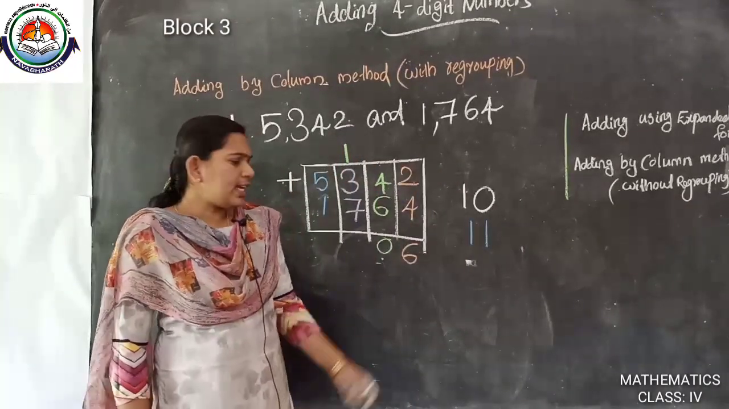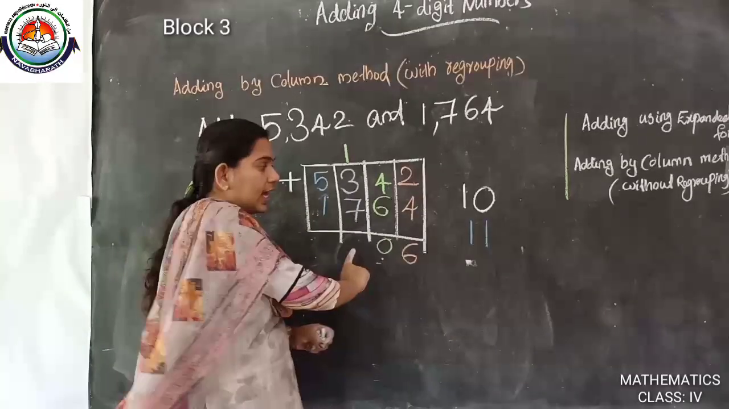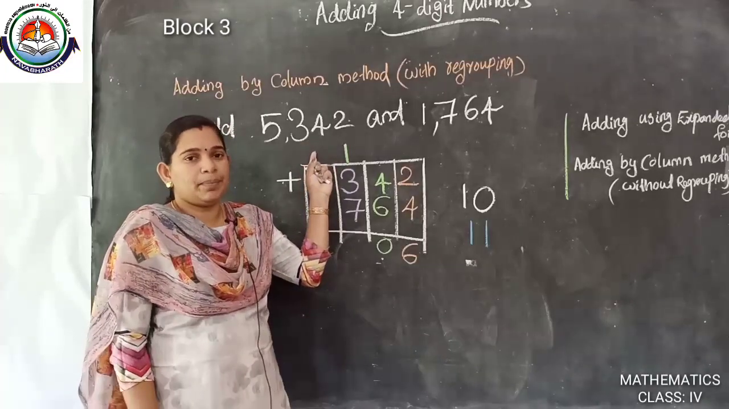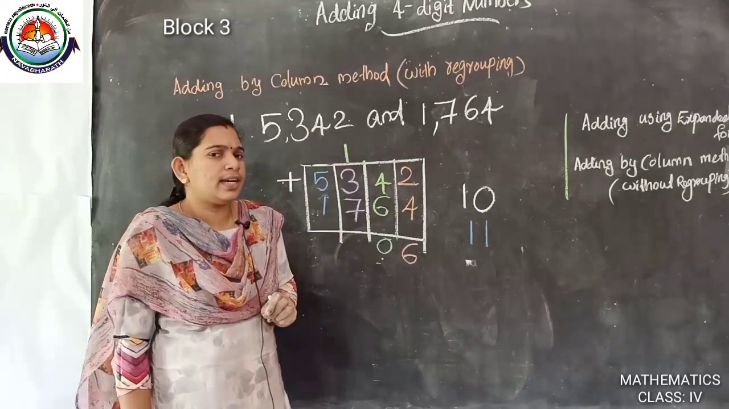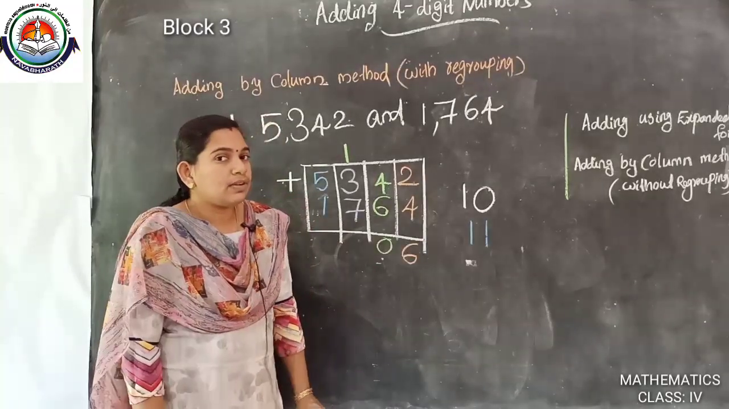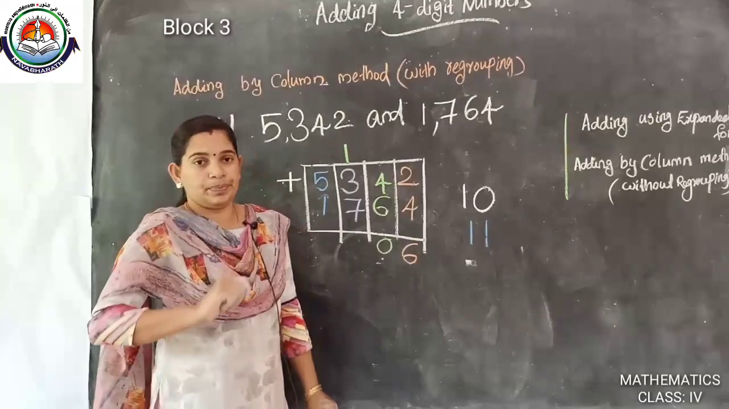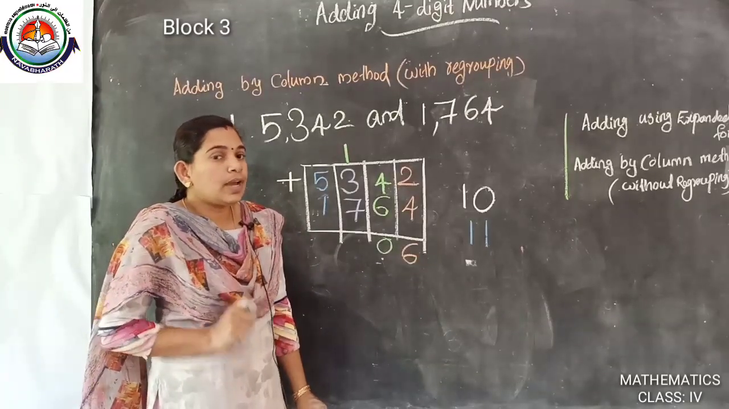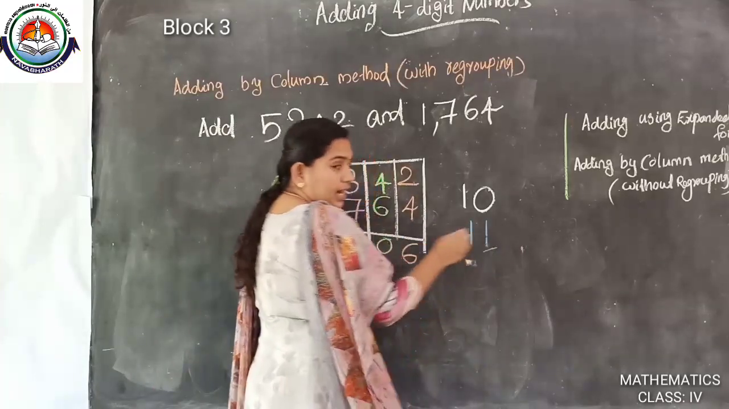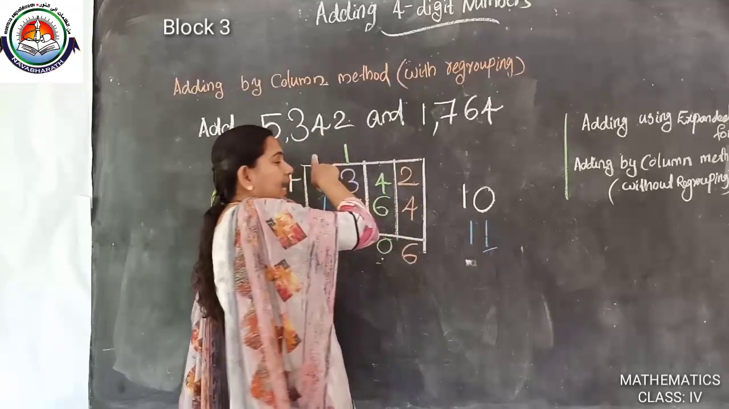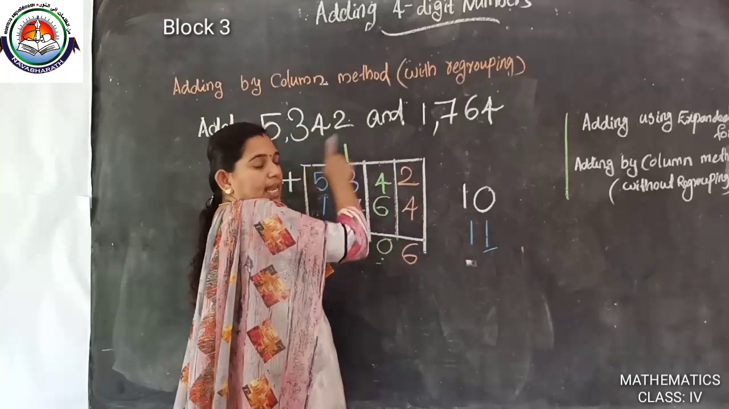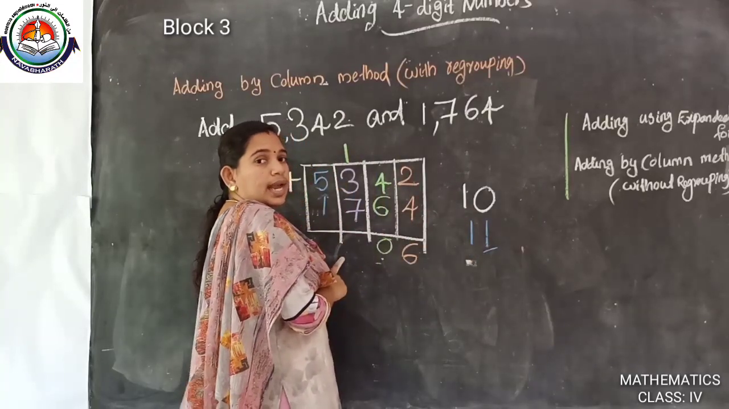So 11 is there. Do we write 11 here? No, only 1 digit we write here. The remaining digit we place as a carry. So which digit do we write here? The ones place digit, which is 1. So we write 1 here, and the remaining one we write here as a carry. The tens place digit is the carry, and the ones place digit we write as the answer.